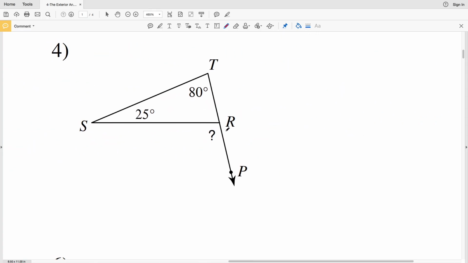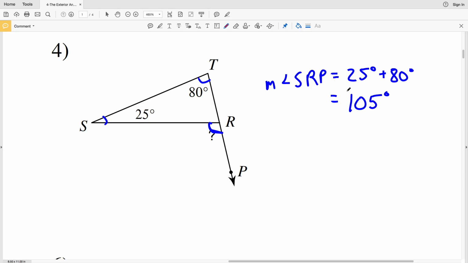In number 4, again, I'm solving for that exterior angle. This time, my exterior angle is SRP. So the measure of angle SRP is going to equal 25 degrees, the measure of angle S, plus 80 degrees, the measure of angle T. So 25 degrees plus 80 degrees is going to equal 105 degrees. And that's my answer in number 4.